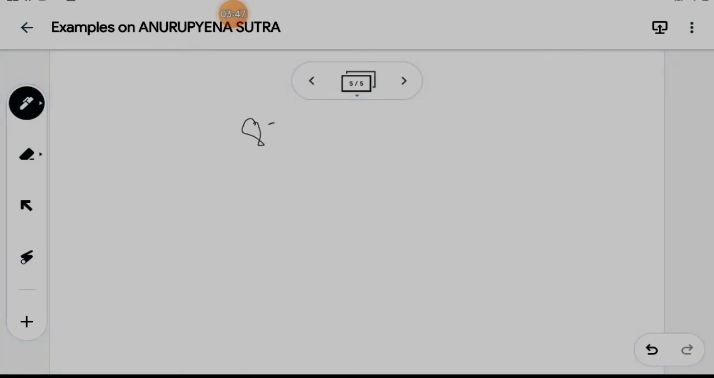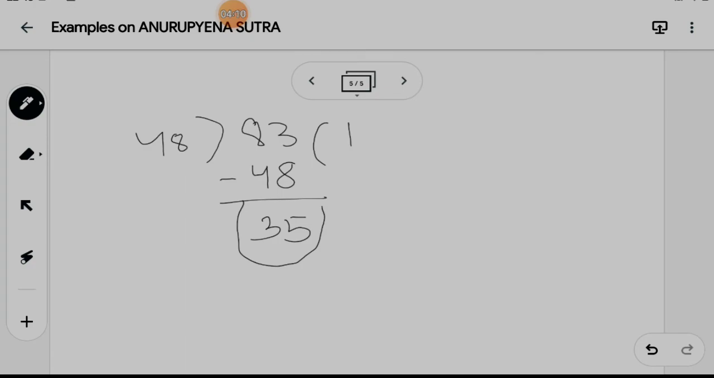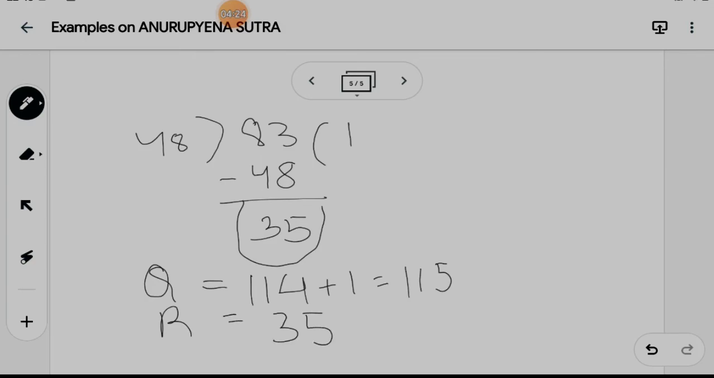So taking 83 as dividend and 48 as divisor. We're taking 48 because 48 was our first divisor and the remainder is not supposed to be greater than the divisor. So 48 ones is 48 and we'll be left with 35. Yeah. So the final quotient will be 114 plus 1, that is 115. And the final remainder will be 35 when 5555 is divided by 48.